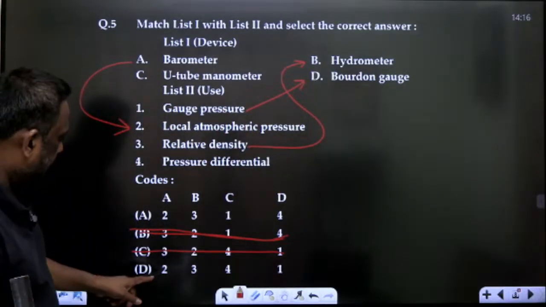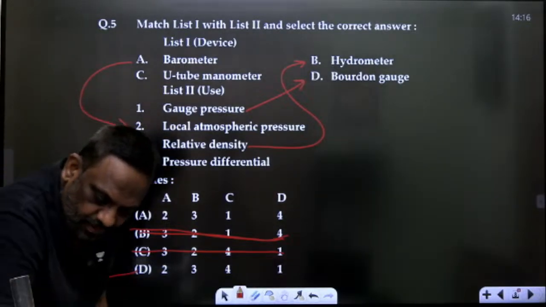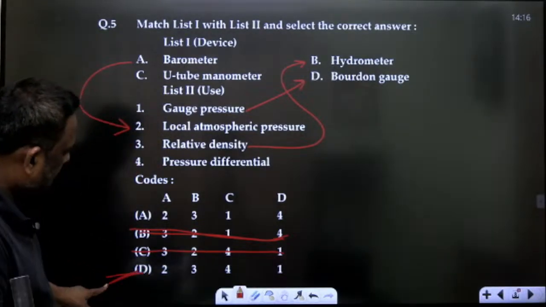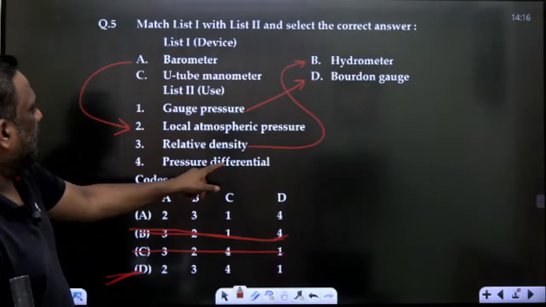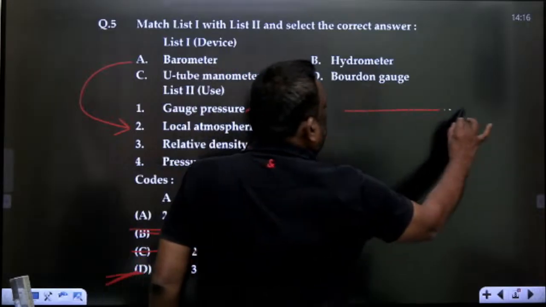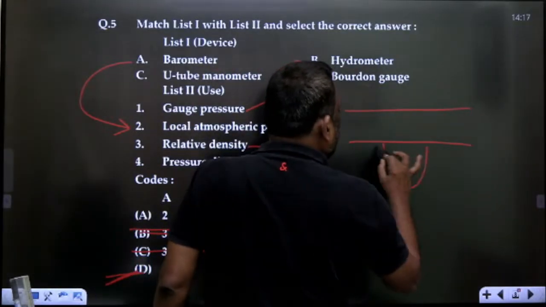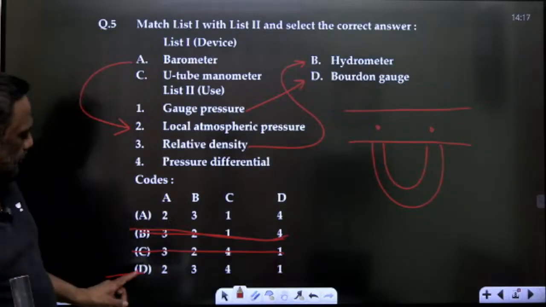D1. So what is the option? Is it D? Yes. C4. What is C? U-tube manometer, so pressure differential. Yes, differential manometer, U-tube manometer. So when you connect like this, yes, it will measure differential pressure, the pressure difference between these 2 points. Is it clear? So option D is correct.